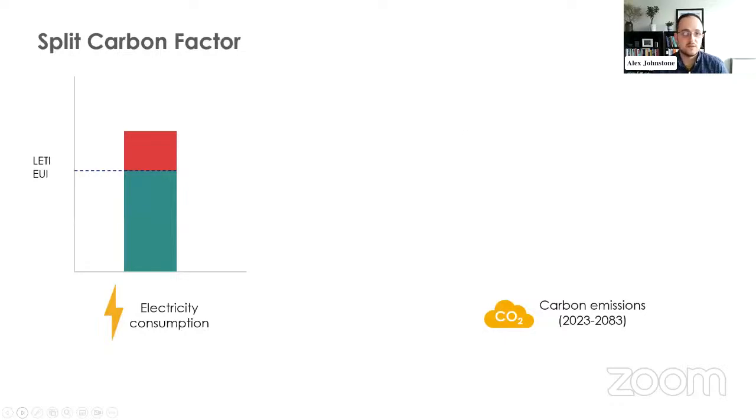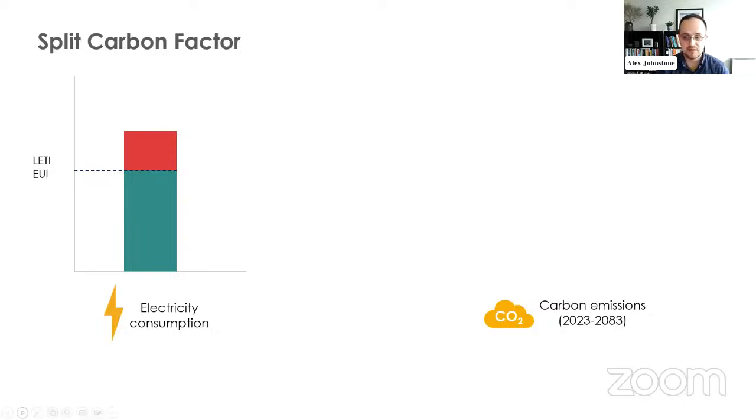So this leads us on to the central proposal that the workstream developed, which was a split carbon factor. This is a method that's used to convert electricity consumption in buildings, because that's the more contentious area, to operational carbon. And this method splits the energy consumption below and above the EUI limit and applies a different carbon factor for each of these two portions.